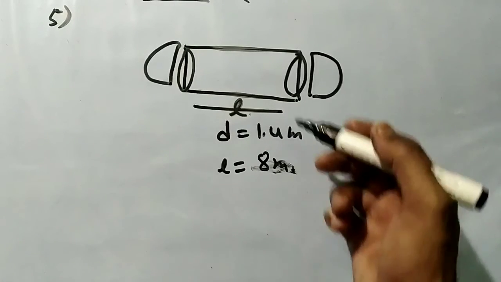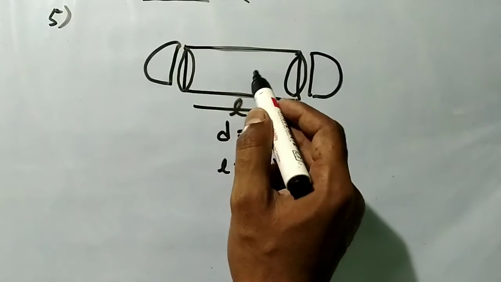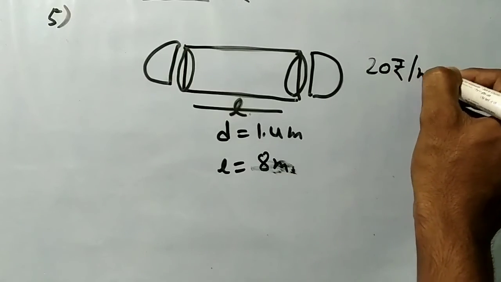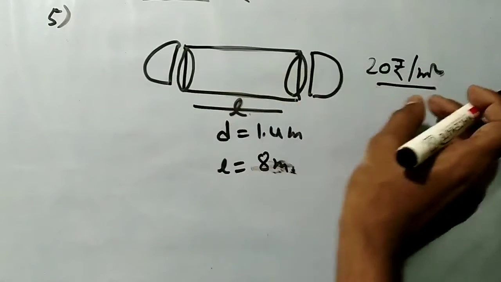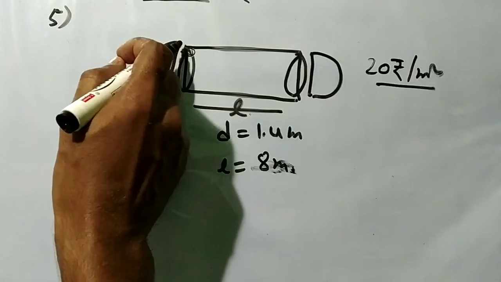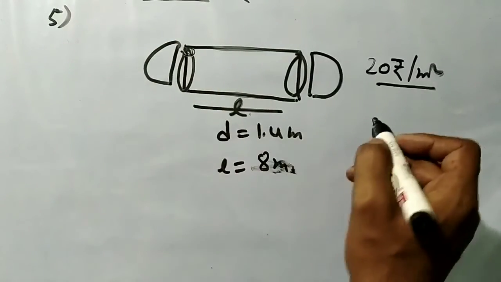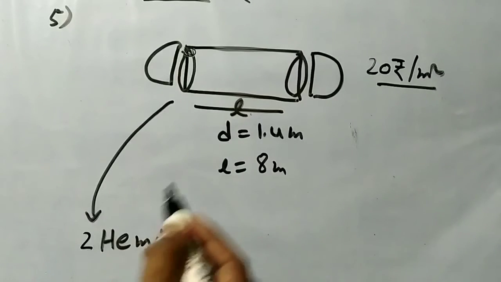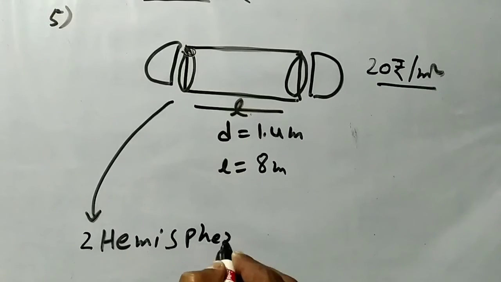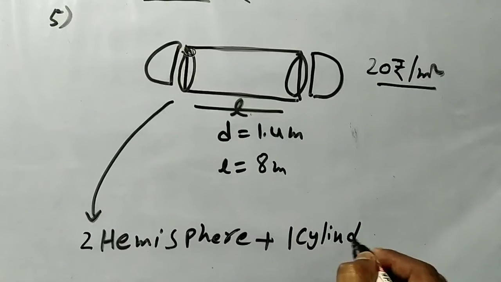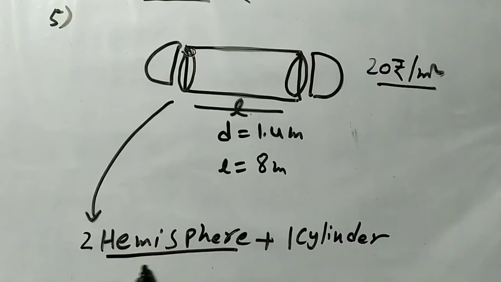So we have to find the outside painting. We have to paint the outside of the two hemispheres and one cylinder. The cost is 20 rupees per meter square. They have given only per meter square, they will take 20 rupees. So to paint the whole tank, how much rupees will it be? So we have to find. This figure is a combination of two hemispheres at either end plus one cylinder. So we have to find the two hemispheres and one cylinder. So let's find.